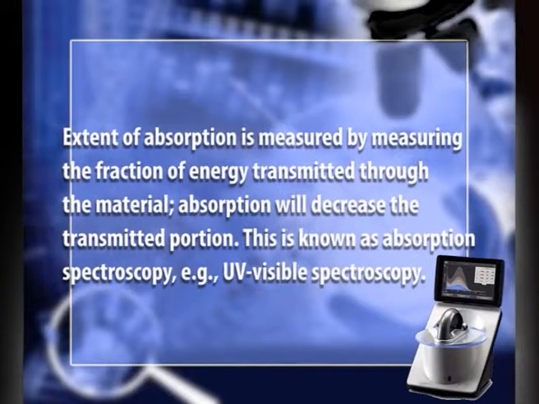The extent of absorption is measured by measuring the fraction of energy transmitted through the material. Absorption will decrease with the transmitted portion. This is known as absorption spectroscopy. For example, UV visible spectroscopy.